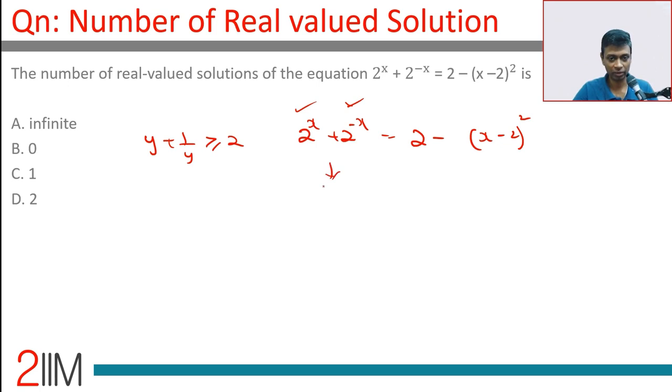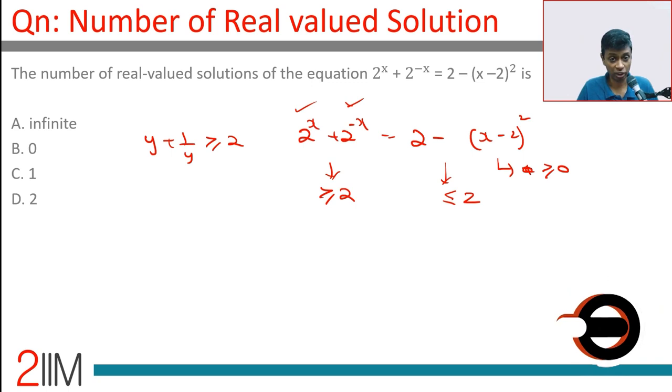This side, this is greater than or equal to 0, or this part is less than or equal to 2. From 2, you're subtracting a non-negative number. The maximum value the expression can be is 2. Written, this has to be greater than or equal to 2, that has to be less than or equal to 2. The only possibility is if both are equal to 2. It will be equal to 2 when x is 0. Put x equal to 0.